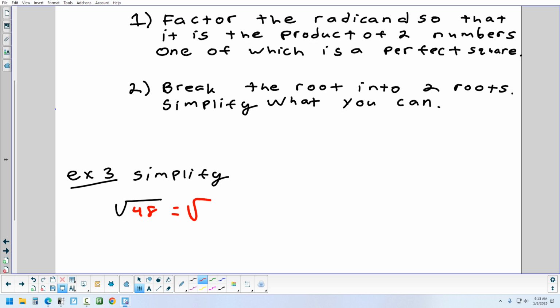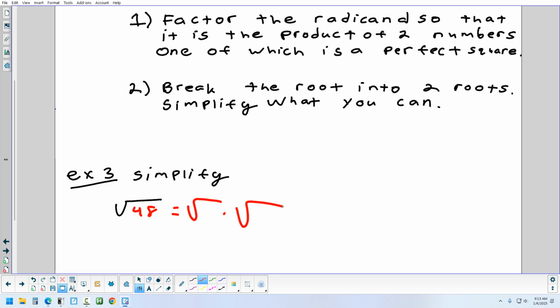So we're going to break it up. We want to break up 48 into something times something, preferably the biggest number you can think of. If you don't use the biggest one, it's okay. We're just going to have to do this more than once. Can anybody think of what times what gives you 48? And again, I prefer the biggest perfect square you can think of.